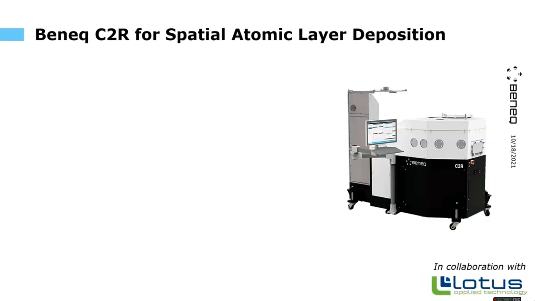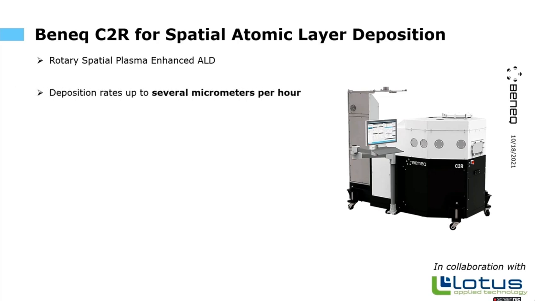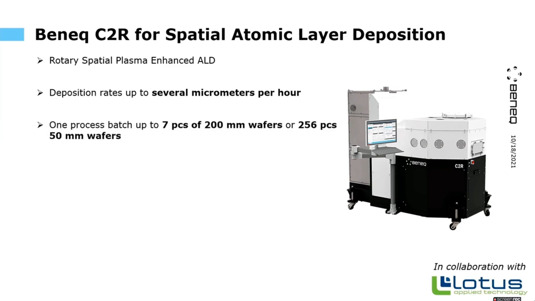So our concept for spatial ALD is called Benec C2R. It is a rotary spatial plasma enhanced ALD system. The deposition rate there is several micrometers per hour. The system can handle 7 pieces of 200 millimeter size wafers or a larger number of smaller objects. We can use this tool for lenses and other 3D type of objects with thickness of 30 millimeter.